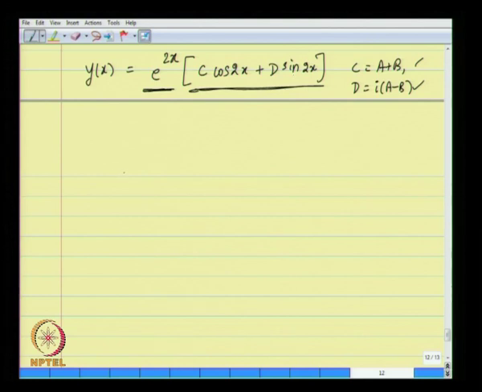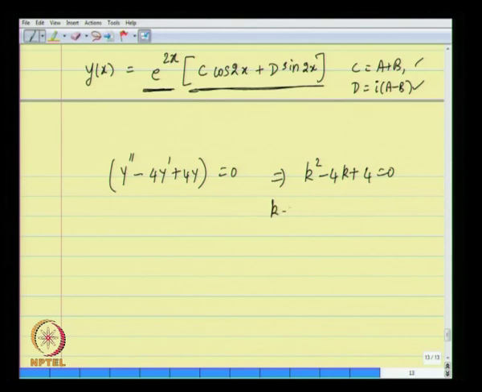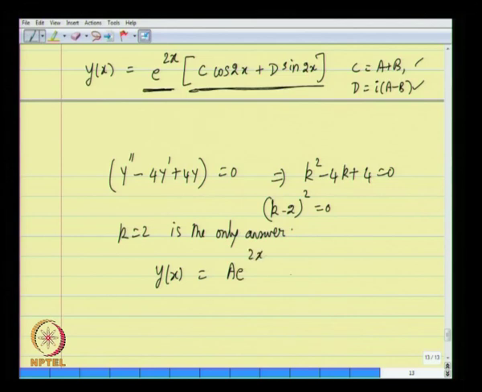What happens if they are both the same? For example, y double prime minus 4y prime plus 4y is equal to 0, which when you factor out is k² minus 4k plus 4 is equal to 0, or (k minus 2)². Therefore, k is equal to 2 is the only answer. Does that mean that y of x is equal to a e to the 2x is the only solution? No.